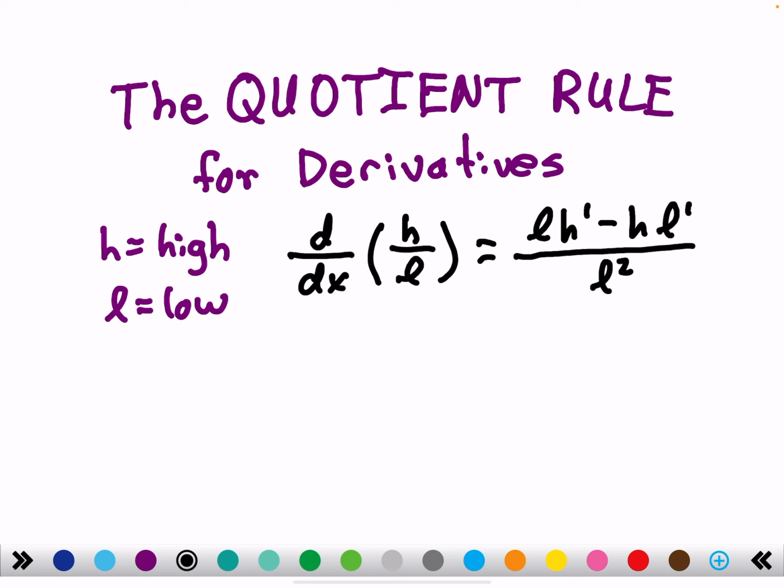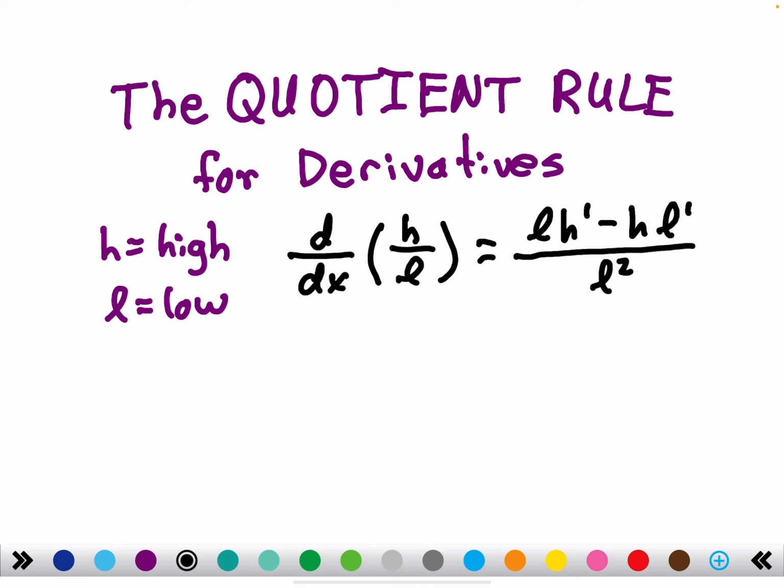In this particular video, I'm calling the numerator h for high because we have to look up at the numerator, and the denominator low because we have to look down below the fraction line for the denominator. So the numerator is high and the denominator is low.